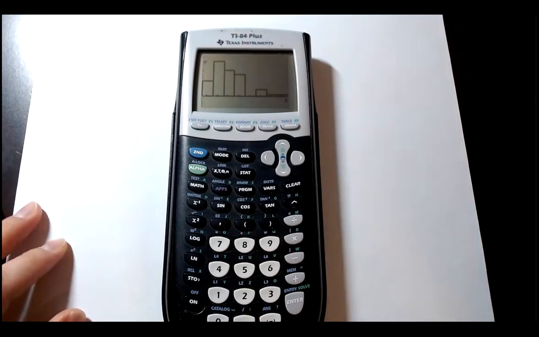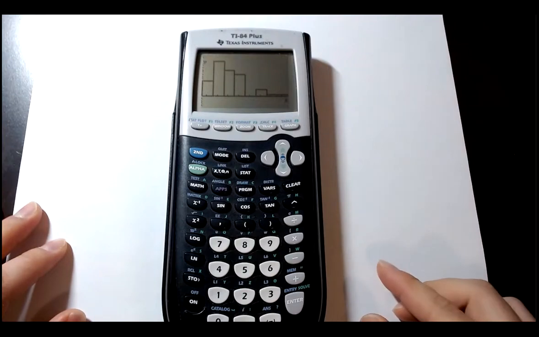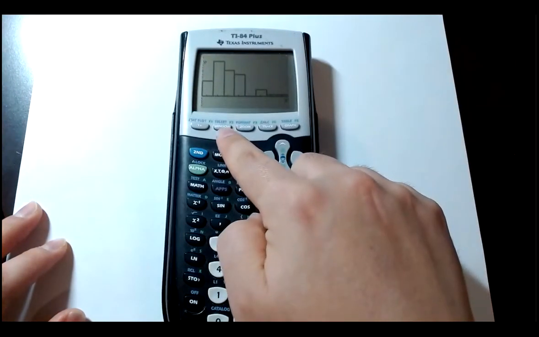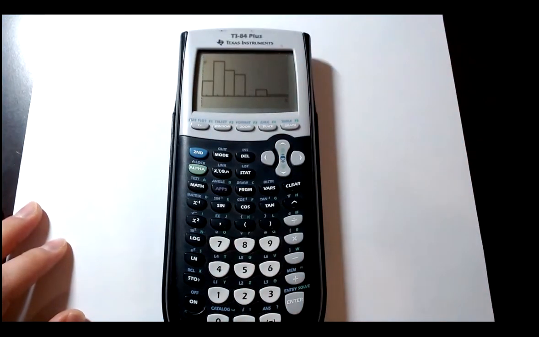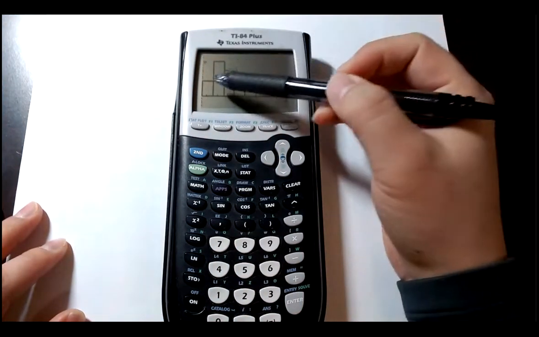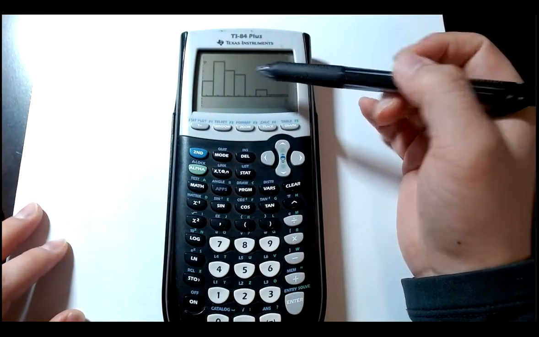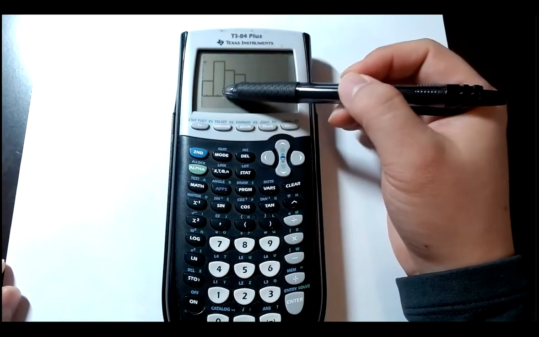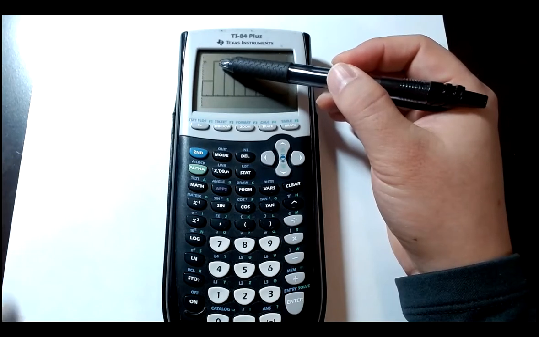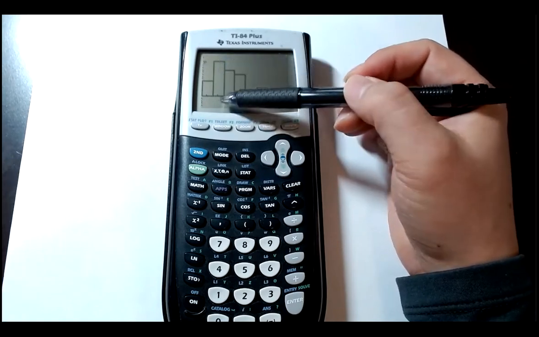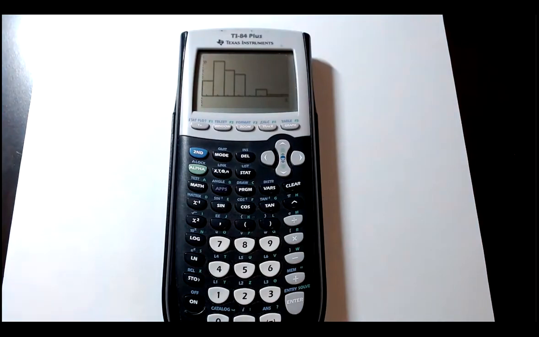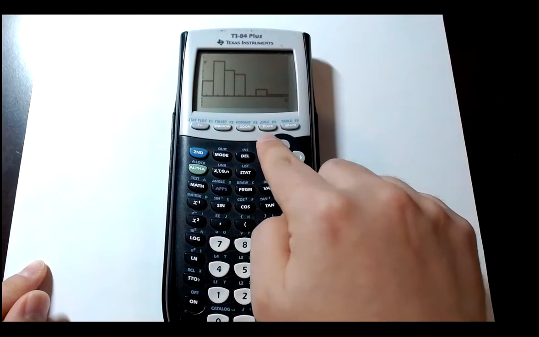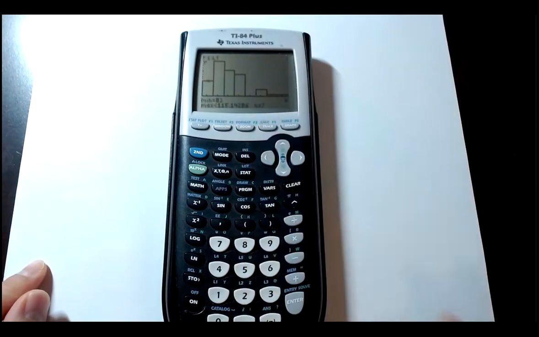To change those parameters, we press the window. By the way, before doing that, how can you figure out the class limits? In each vertical bar, the height of the bar represents the frequency. The first bar is the first class's frequency, and the second bar is the second class's frequency. So how can we see the lower class limit, upper class limit, and the frequency in that histogram? Just press trace.